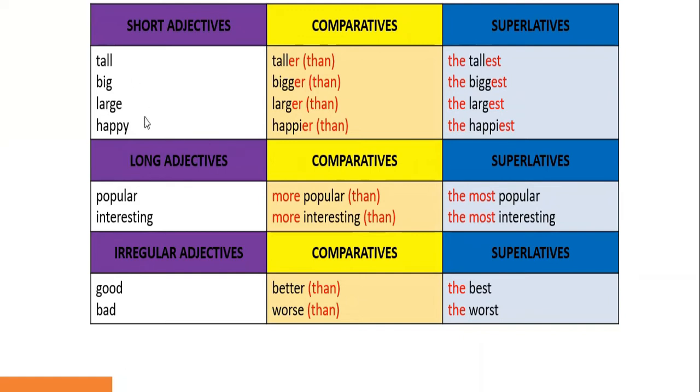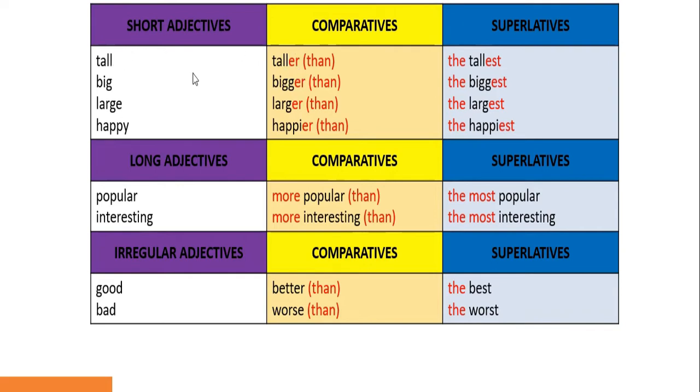What happens with the short adjectives? The only thing we have to do, guys, is add ER, okay? We have to add ER to the word. When there is a long word like popular, interesting, we have to use another form, not the ER. When? Okay, let me explain to you. When the words are short, like tall, big, large, happy, as you can see, these words have one syllable and happy has two, okay? We are going to add ER at the end of the word.